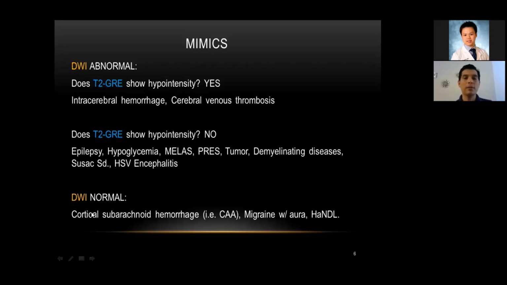DWI normal could be a cortical subarachnoid hemorrhage in the context of CAA, because there are other causes of cortical subarachnoid hemorrhage. But it could be migraine with aura, or this disease that is rare too. It's a headache with neurologic deficits and lymphocytosis.